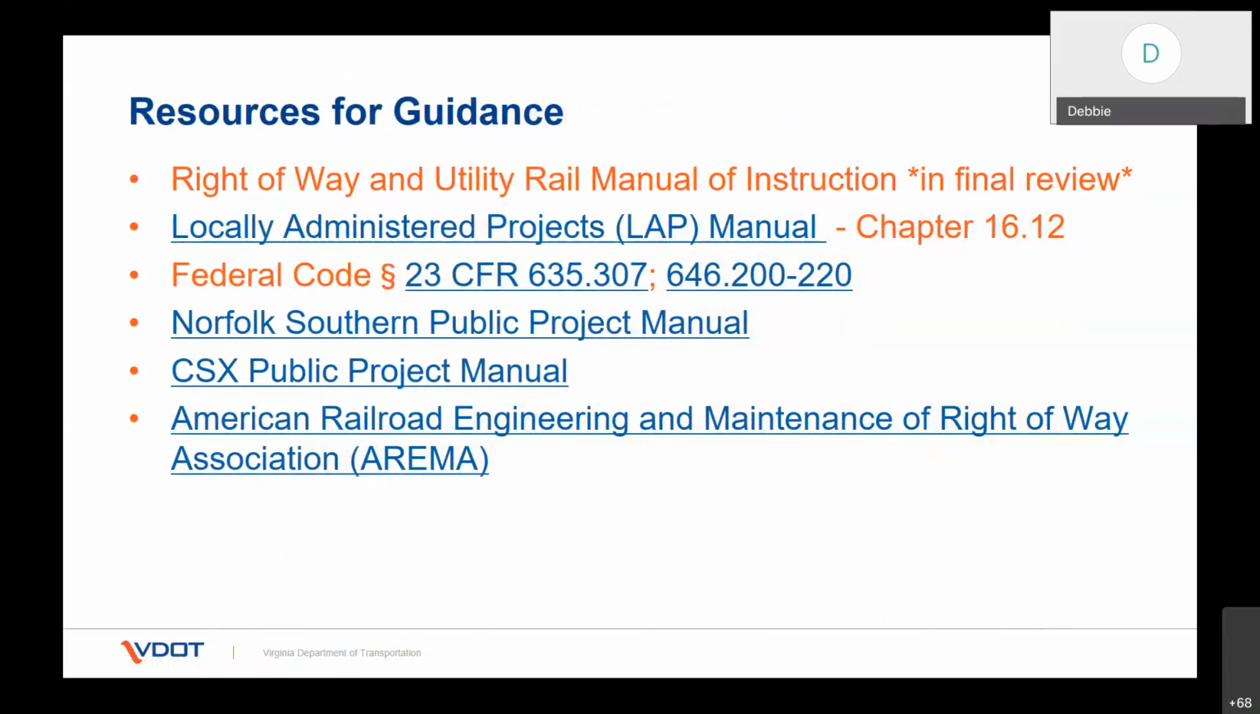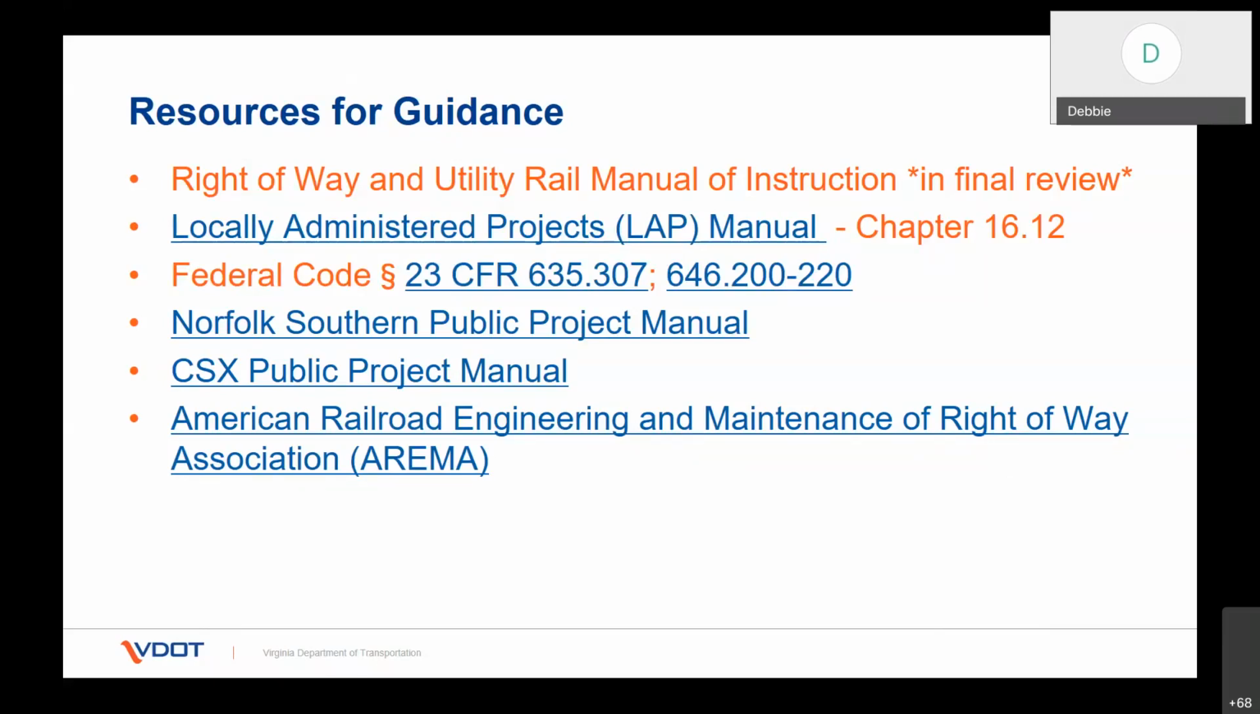Next. There are several resources for your guidance, and we just want to bring them to your attention with the next couple of slides. Currently, there is a right-of-way and utility rail manual of instructions. It has not been fully approved. It's in the review process, and we're hoping to have the final approval on that and have that uploaded so that it's easy to access sometime this summer. If you want a copy of that, I certainly don't mind emailing it to you.